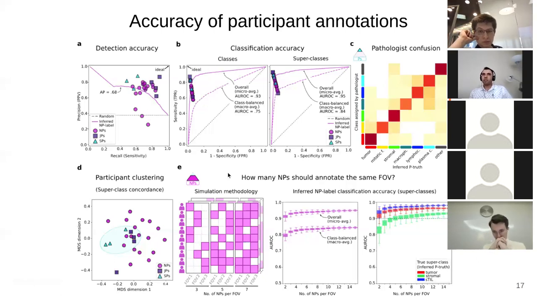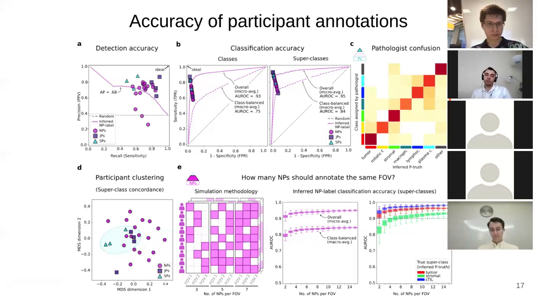Another thing I want you to take a look at is panel E here. I'm going to skip some data if it's less relevant to the talk, but panel E here I think is interesting. We wanted to ask the question, exactly how many people should annotate the same region in order for their data to be trustworthy? This is an interesting question, because in the real setting, you want to know how many people you want to recruit.